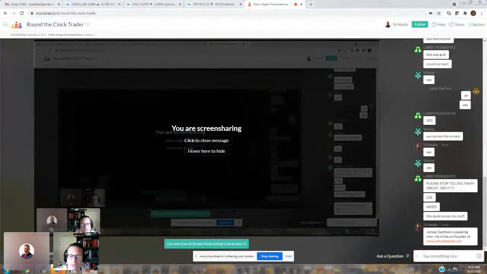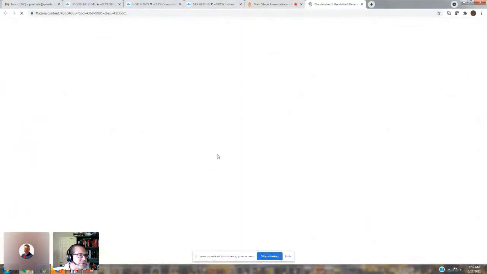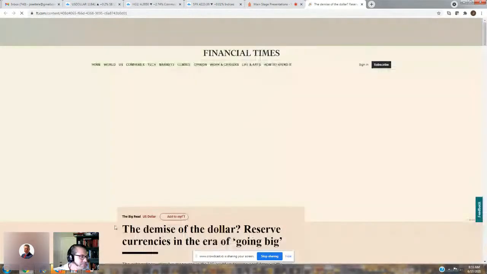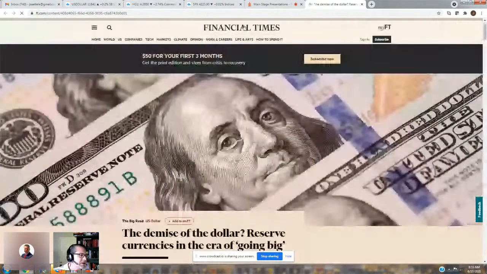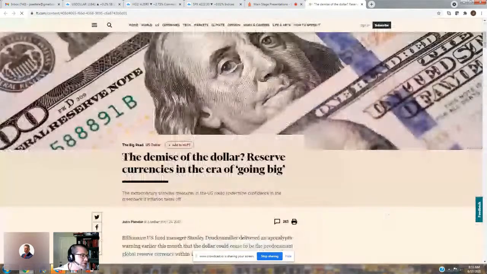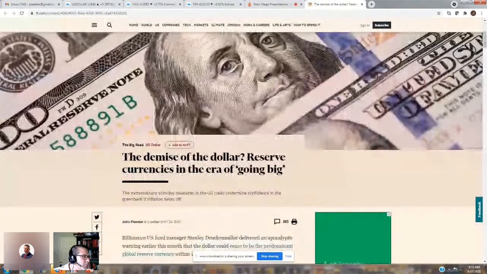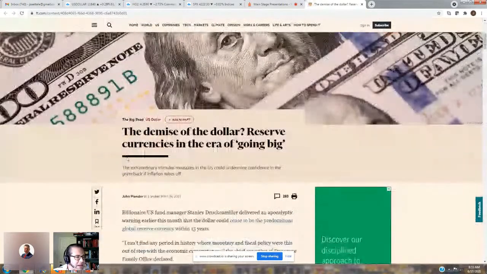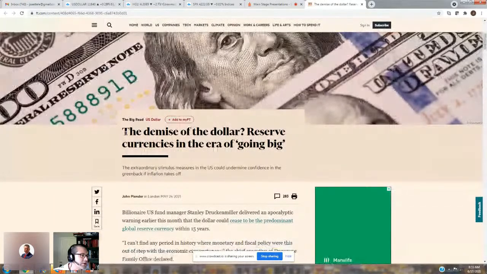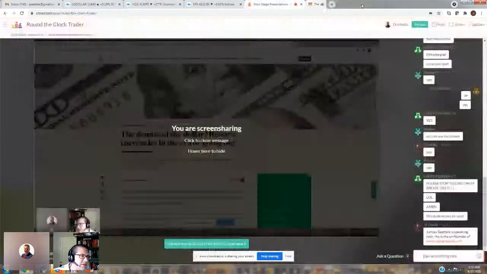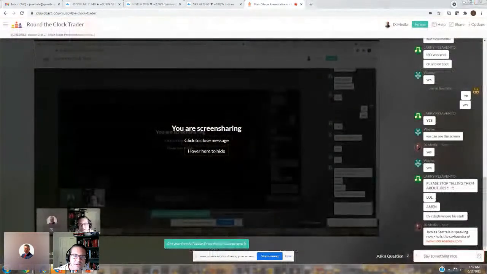Now, these were some of the best ones. Let's see. The demise of the dollar. This was Financial Times. The more widespread or popular the publication, the more important the signal. Everyone talks about the magazine indicator, for example. These would be kind of one degree less than that. But demise of the dollar, obviously pretty bearish.